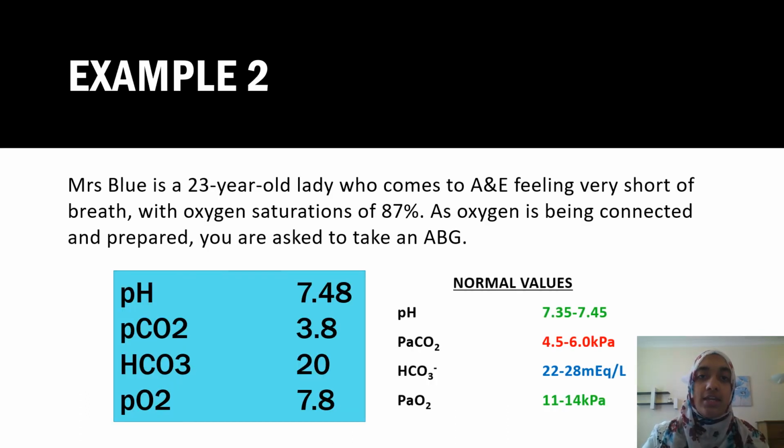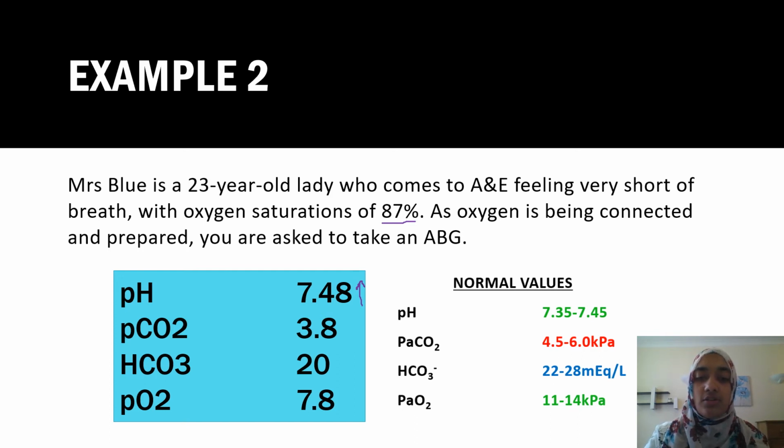So let's now look at another example. So Mrs. Blue is a 23-year-old lady. She comes to A&E and she's quite short of breath with low oxygen saturations of 87%. So as oxygen is being connected and prepared, we take an ABG. And looking at this ABG, we can see that the pH is high. Therefore, she's alkalotic. And now we need to work out, is it a metabolic alkalosis or a respiratory alkalosis?